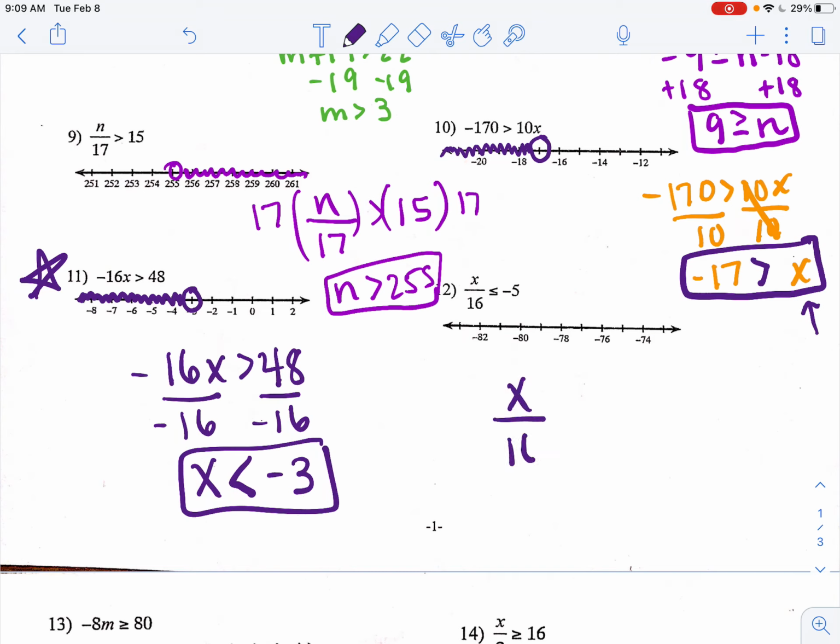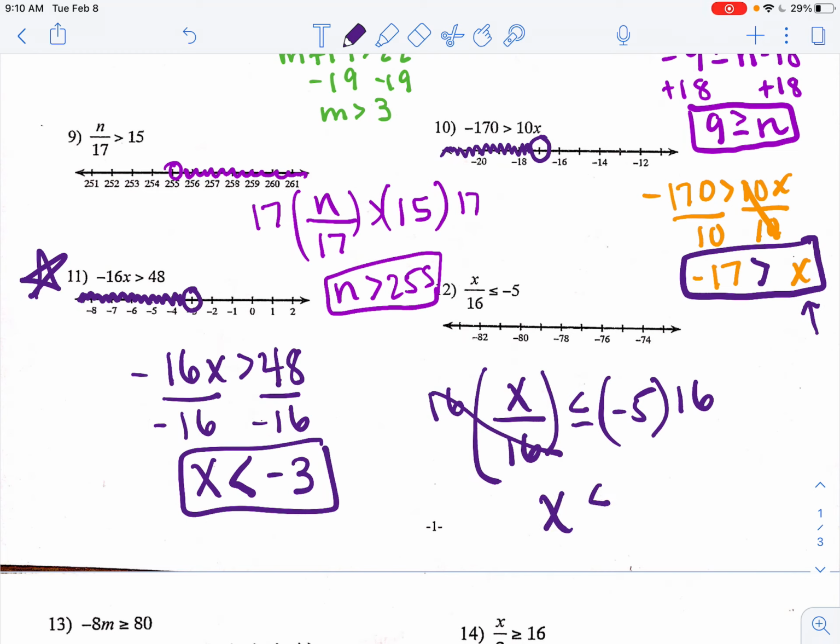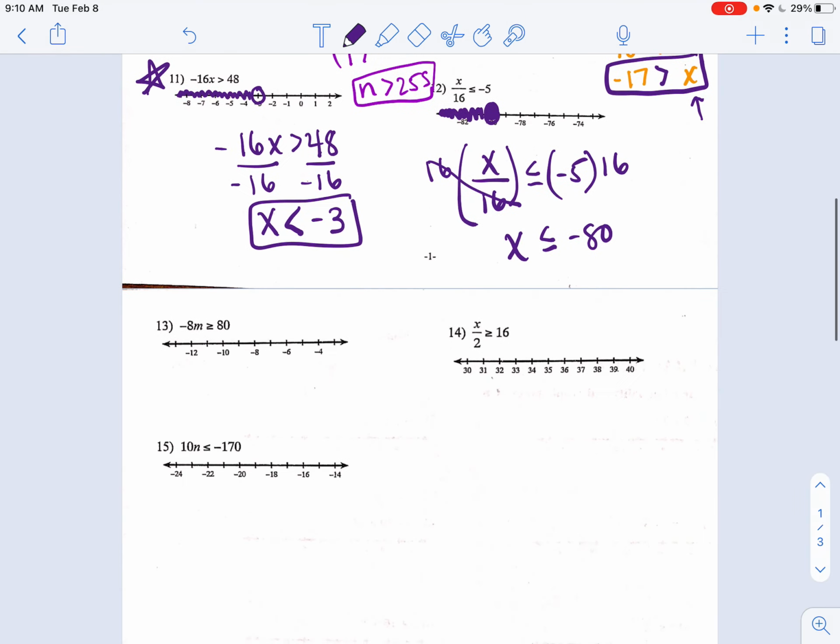Number 12, x over 16 less or equal to negative 5. Multiply both sides by 16. X is less or equal, and that is negative 80. I did not switch my sign because both sides got multiplied by positive 16, so no sign switch. Closed on negative 80, and that's a shade to the left because x is less than that.